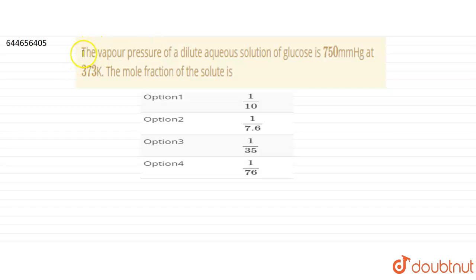Hello students, I hope you all are doing good. So today our question is like this. The vapor pressure of a dilute aqueous solution of glucose is 750 mm of Hg. That is, when glucose is dissolved in water, the vapor pressure of the solution formed is 750 mm of Hg at 373 Kelvin. Then we have to find the mole fraction of the solute. That means we have to find the mole fraction of glucose. Our options are 1 by 10, 1 by 7.6, 1 by 35 and 1 by 76.